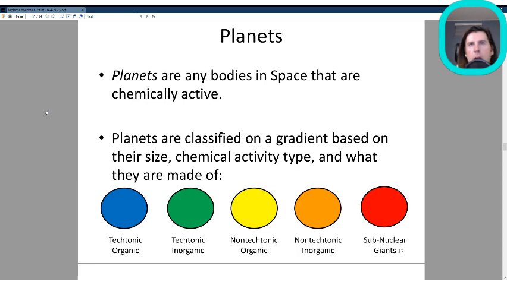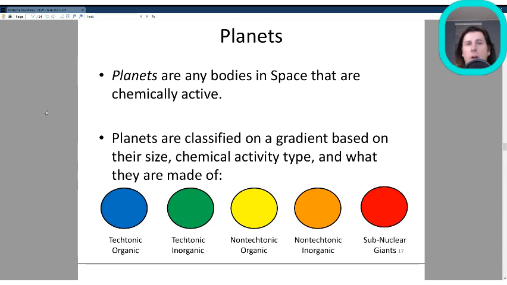Planets are classified on a gradient based on their size, chemical activity type, and what they are made of. I'm going with a blue to green safety zone here. Blue is something that human life can inhabit. Red is don't even bother. You will not be living on a subnuclear giant. Basically, the planet is tectonic, and the planet itself has been able to generate organic molecules and organic habitats. If you get to those science fiction garden worlds, that's a blue planet.